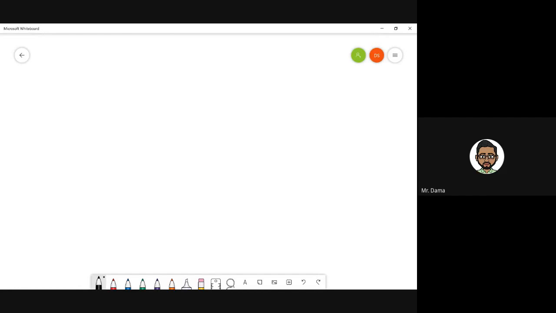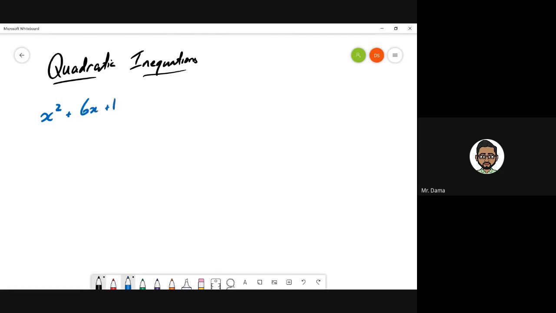Hey team, some of you have been asking me how to solve quadratic inequalities when the coefficients don't give you friendly answers. And so I'm just going to show you in this video. So consider this question: x squared plus 6x plus 1 is less than 0. Typically I can factorize the left-hand side, but today I can't.